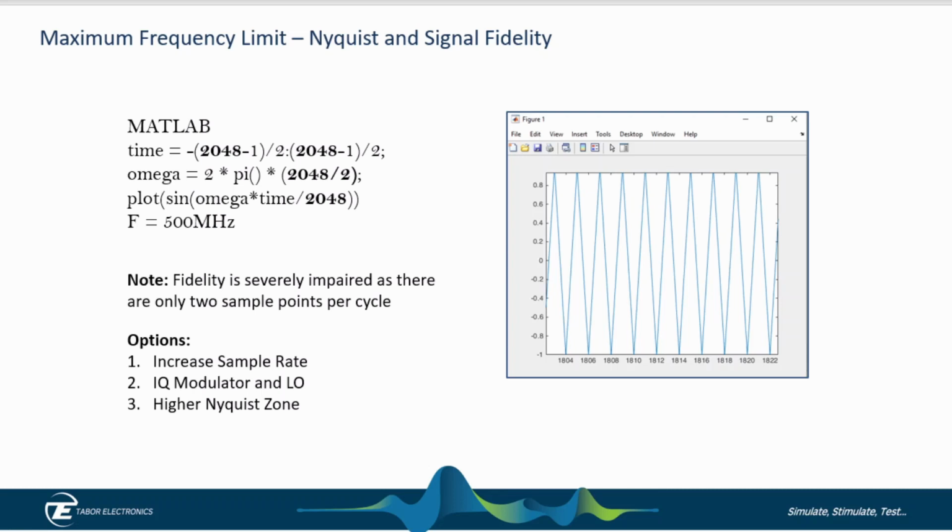You don't have to use the instrumentation just in the first Nyquist zone. If you increase the analog bandwidth of the instrumentation, you can use the second, you can use a third, you can use a fourth Nyquist zone of the instrumentation.